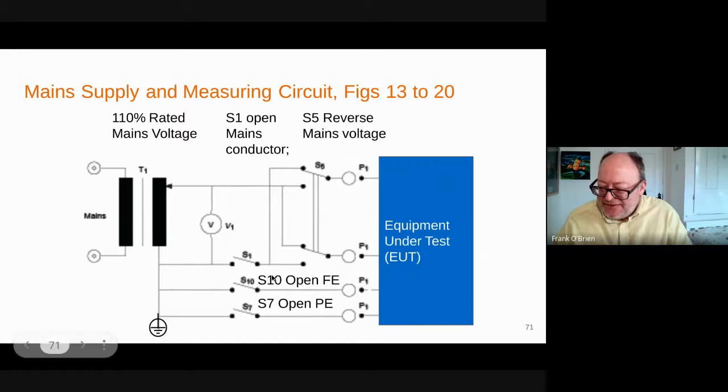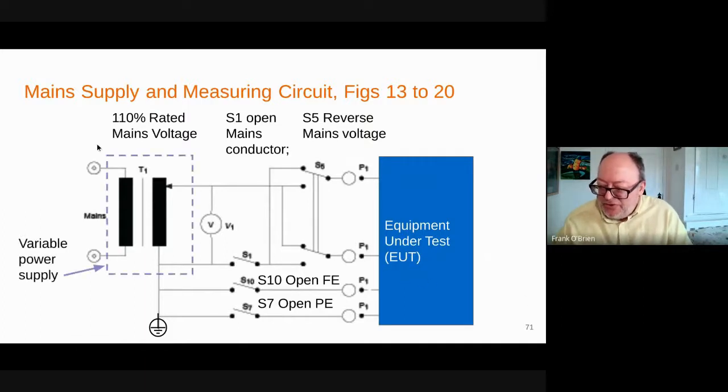This is S7. This is S1. This is S5. Okay. And if you had a functional earth, you'd have an S10. So this tends to be a power source that you would plug into the normal mains and then have a variable voltage, maybe even variable frequency. So you could have 60 hertz. In Europe, that would be relevant. 60 hertz is worst case capacitive coupling.